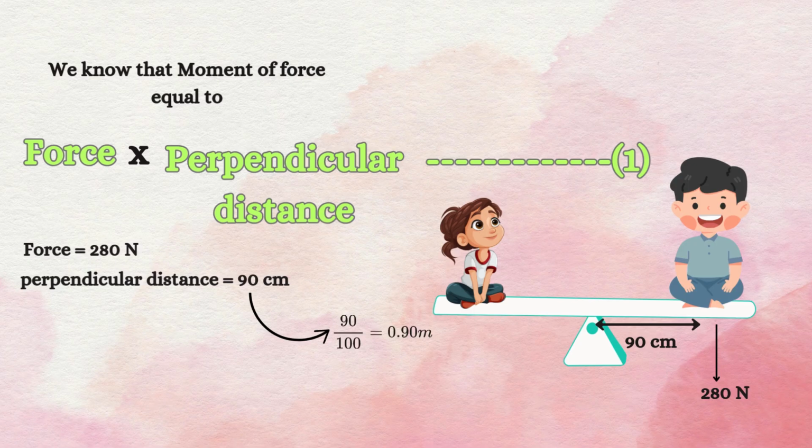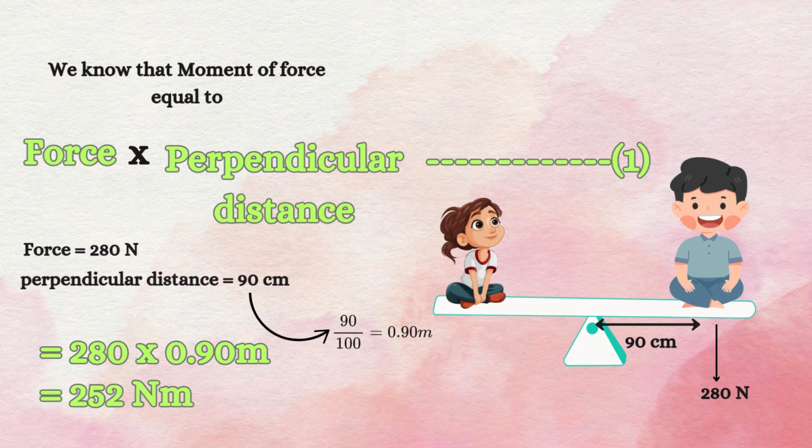Substitute the value of force and perpendicular distance in equation 1. We get moment of force equals force times perpendicular distance, that is, 280 times 0.90 meters, which is equal to 252 Newton meters.